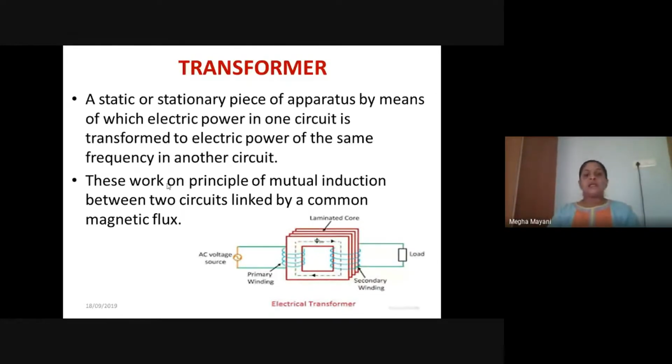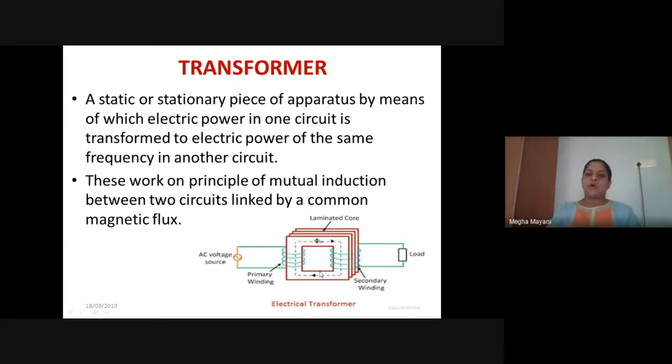That means you have a different input voltage and current, and you have a different output voltage and current. But the frequency at the input and the output are the same in the case of a transformer. And these are the devices which work on the principle of mutual induction, that is, when the two circuits are linked or connected by magnetic flux.